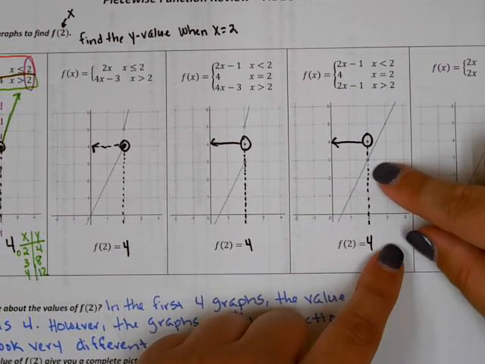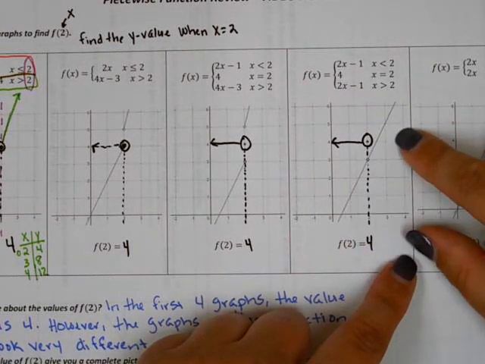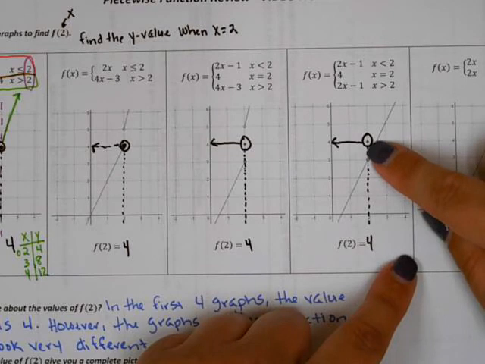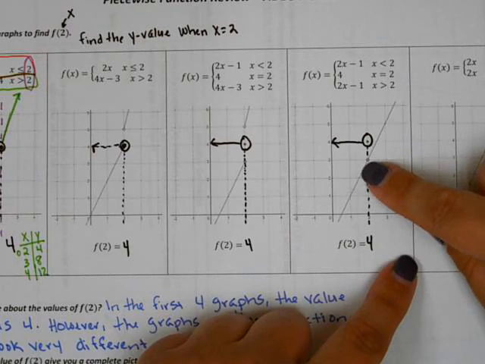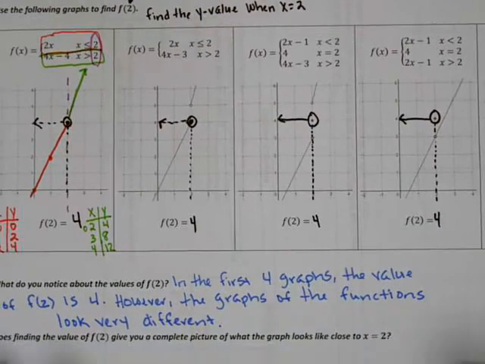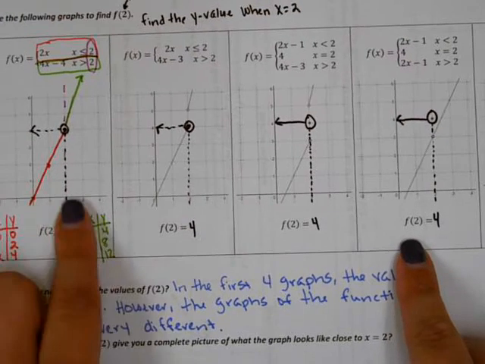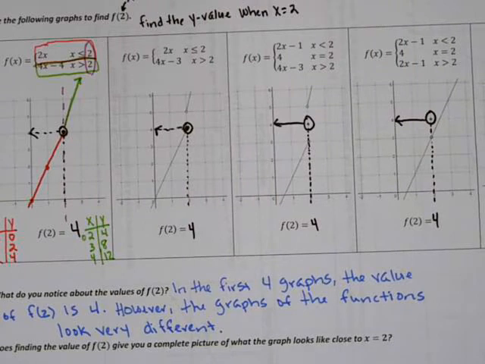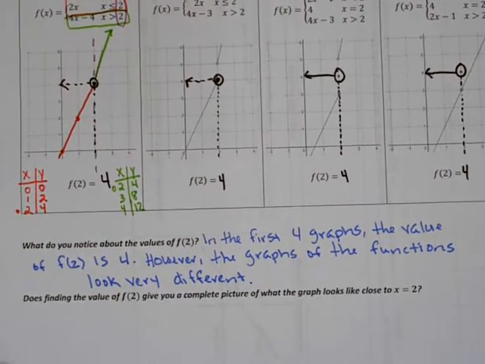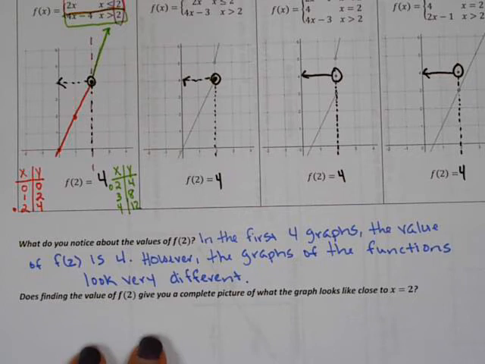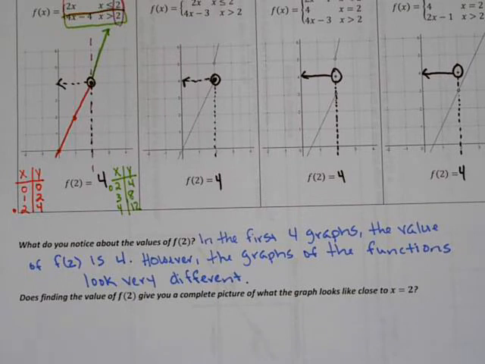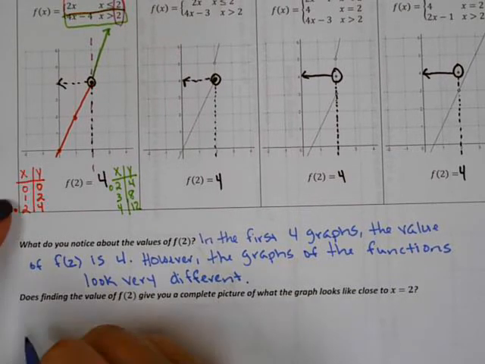For this fourth one, we can see that it was almost a complete line, but we had this particular point that was really removed from the line and made this hole here. So when we look at these, even though all 4 end up being f of 2 equals 4, these graphs are completely different from each other. And so what we want to look at is this next question. Does finding the value of f of 2 give you a complete picture of what the graph looks like close to x equals 2? And we can tell just by looking at those 4 that no.